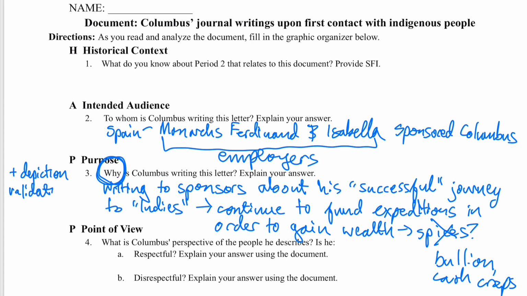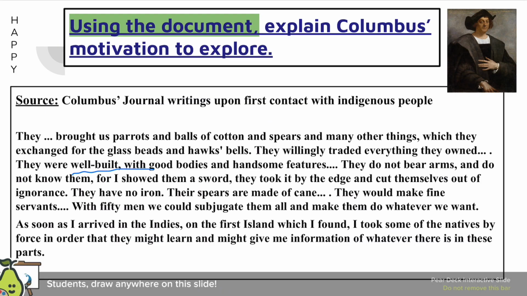Now, we know that he wasn't right. He didn't actually make it to Asia. Instead, he made it to the New World. But he believes that he has done a great success. And he wants to convince Ferdinand and Isabella, okay, convince them that he has found this route to Asia. So you can see in the document, he's talking about how well built and handsome the natives of the Indies are, and that he could easily subjugate them for the glory of the King and Queen of Spain.